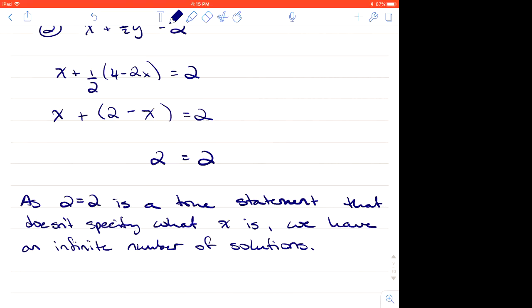If you work through a similar scenario and you get to the end and somehow your x's cancel or your y's cancel, depending on what you're trying to solve for, and you get a false statement, that can happen too, where you see something like 0 equals 2. That's never true, meaning there are no solutions. So these are the two special cases where you either have infinite solutions or absolutely no solutions.